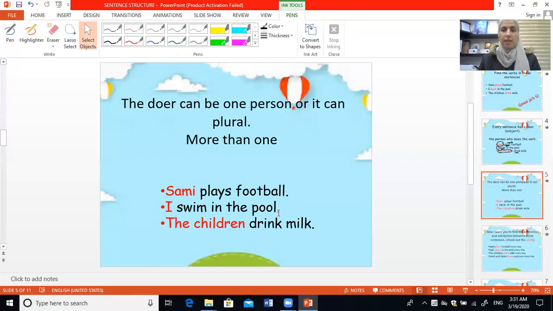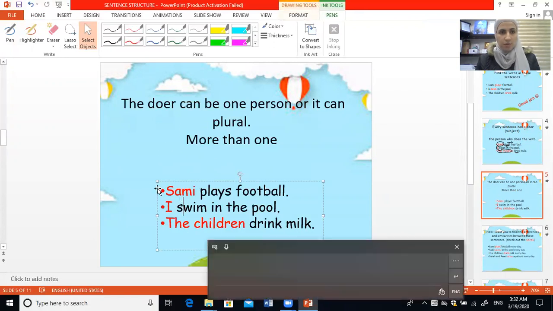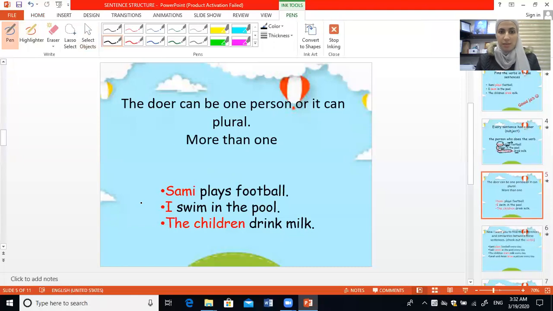Let's move on. The doer can be one, singular, one person, and the doer can be more than one. It can be plural. So you have here Sammy. Is Sammy singular or plural? Sammy is singular. I, singular or plural? Singular. The children, all of them, this is plural.